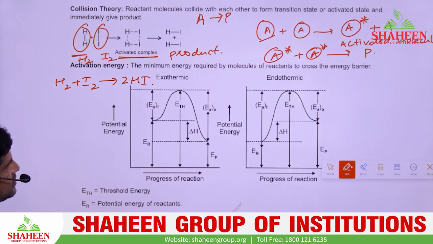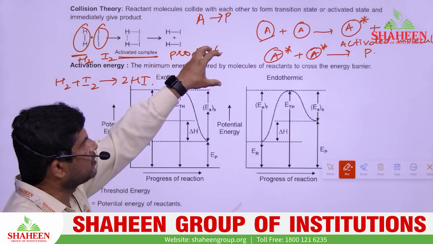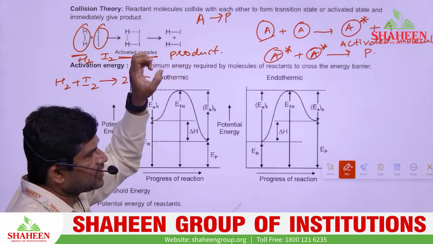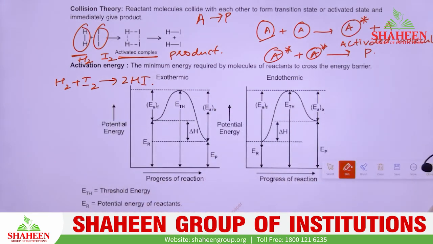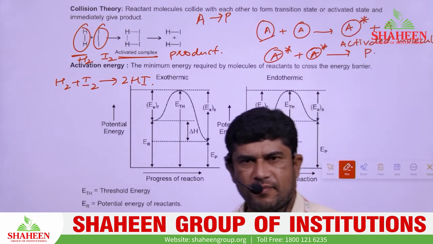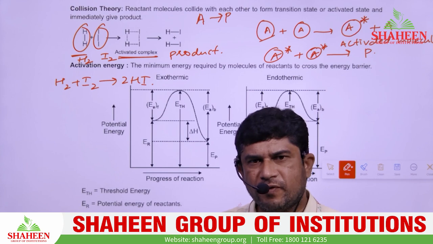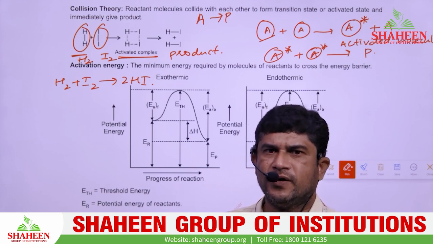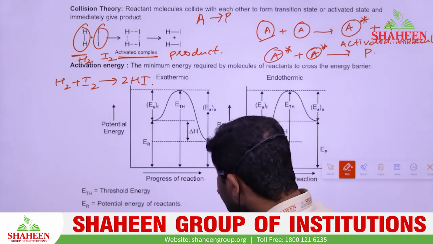Activation energy. What is activation energy? It is the minimum energy required by molecules of reactant to cross the energy barrier, that is, the sufficient minimum energy required by reactant molecules to convert into product. Before converting into product, the activated molecule must cross the energy barrier. So what is the energy barrier?